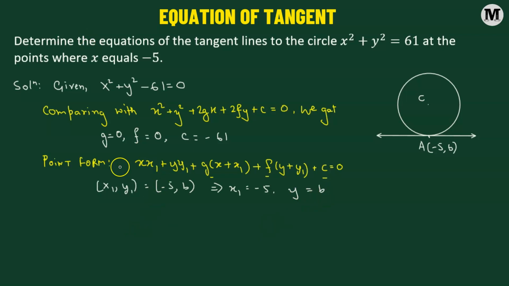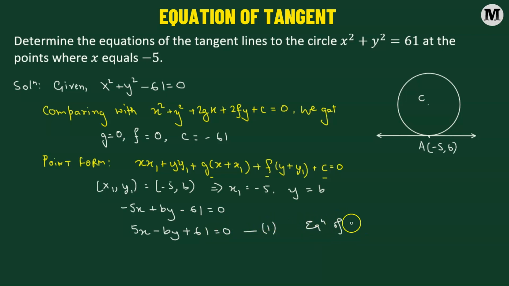So we'll substitute this into the point form, so we get -5x plus b times y. Here g and f are 0, we have the value of c, so that's -61 equals to 0. Or we can multiply throughout with -1 to get 5x minus by plus 61 equals to 0. We're going to name this equation number 1, and this is going to be the equation of the tangent line. Now, in order to find out the value of b, which is going to help us find the equation of the tangent line, we will drop a perpendicular from the center of the circle to the tangent line. And by definition, this line is always going to be perpendicular to the tangent line.